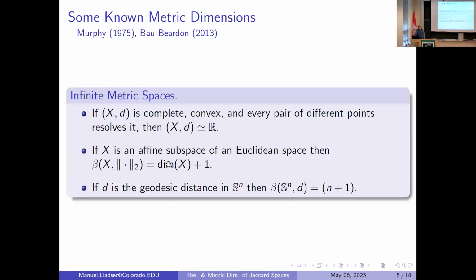And finally, at the level of metric spaces that are infinite, there hasn't been much done, but these are, I think, very notable results: if you have a metric space that is complete, convex, and every pair of different points resolve it, then it necessarily has to be isomorphic to the real line. And in subspaces of the Euclidean space, when you use the L2 norm, the metric dimension has to be 1 larger than the dimension of that space.